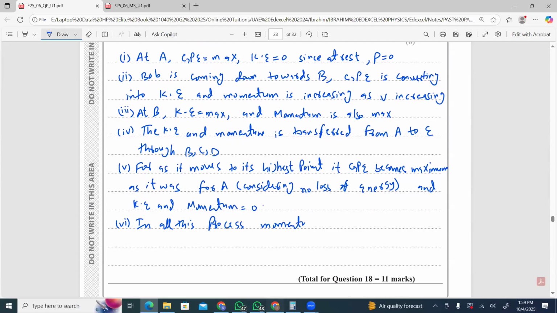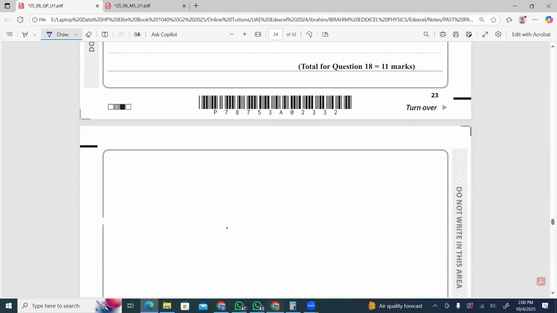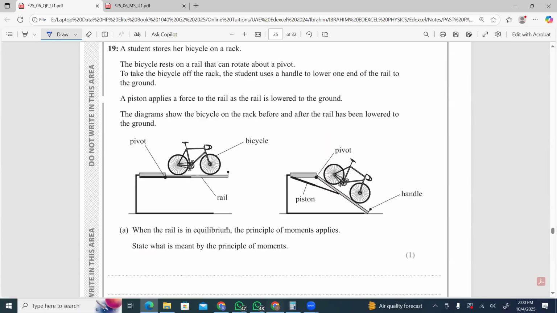momentum and kinetic energy remain constant. This is something very much important. As you have seen for A and E, the momentum was 0 and the kinetic energy was 0 as well.